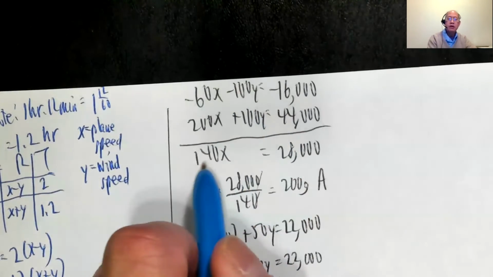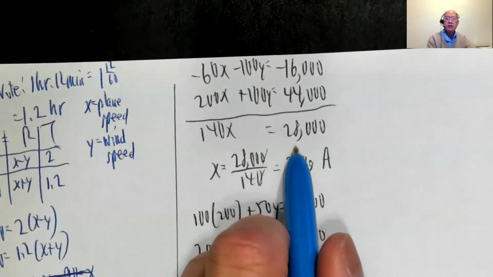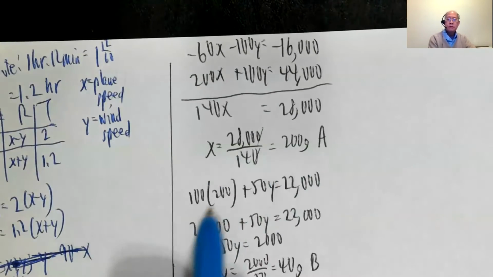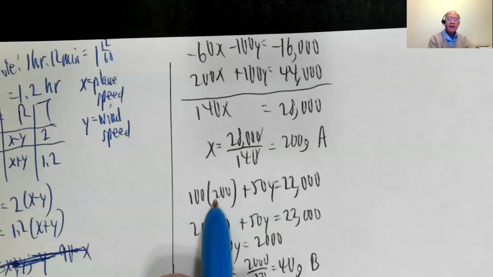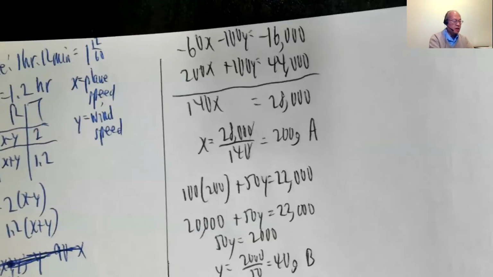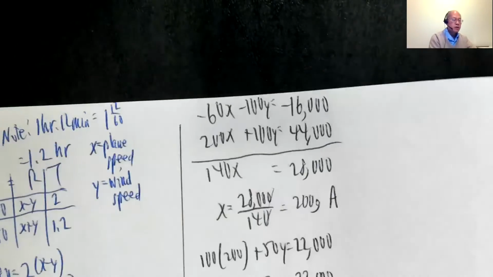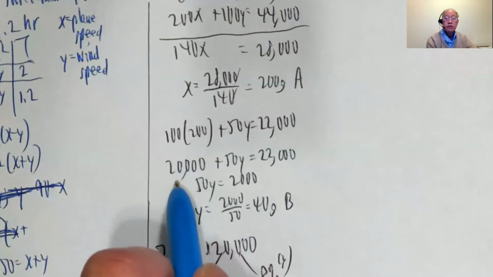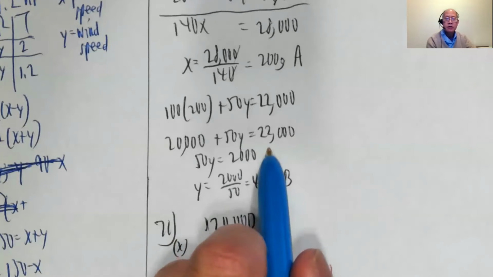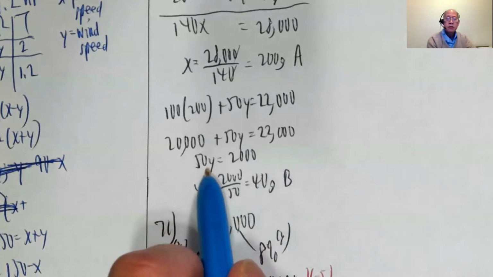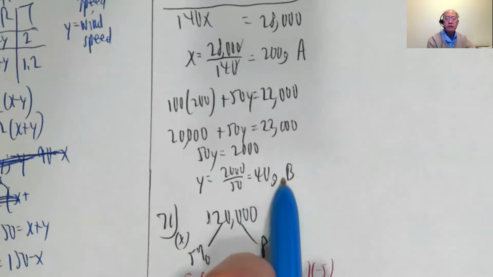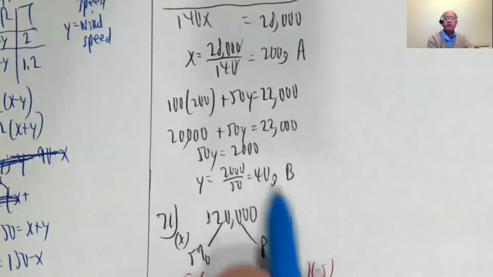Add them up, y's drop out. 140x equals 28,000. Divide by 140. x is 200 grams of A. Plug back in, one of the equations had 100x. So that's 100 times 200 plus 50y is 22,000. 20,000 plus 50y equals 22,000. Subtract 20,000. 50y equals 2,000. y is 2,000 over 50, 40 grams of B. So 200 grams of A, 40 grams of B.